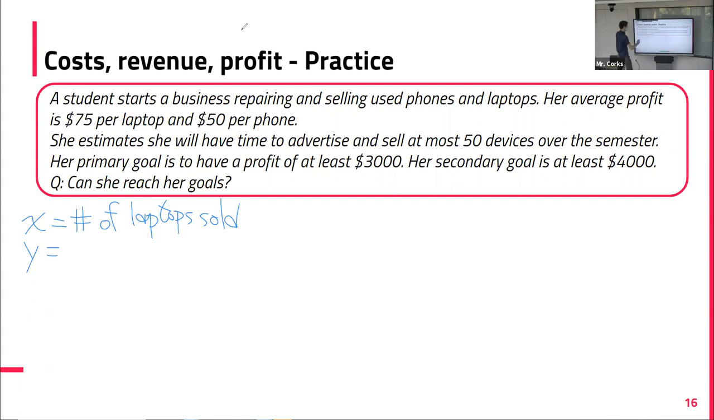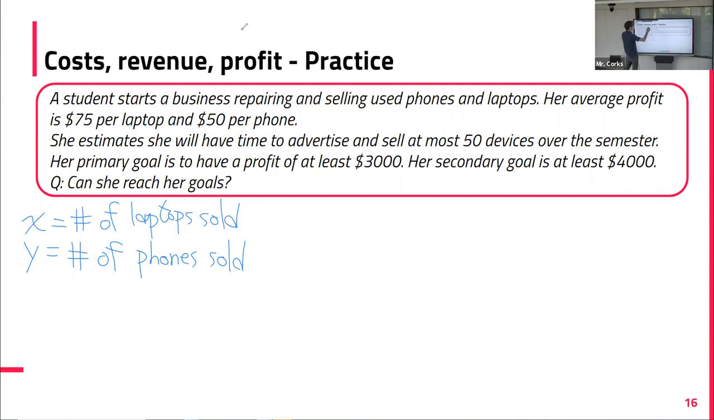Okay. Number of phones sold. So we don't actually have costs here. We don't have revenue. We haven't been given that information. All we've been given is profit. So we can't talk about the number of broken laptops purchased in order to repair, or number of laptops repaired. We can only talk about number sold because that's the only data that we have available here. So you have to be quite specific when we're defining these.